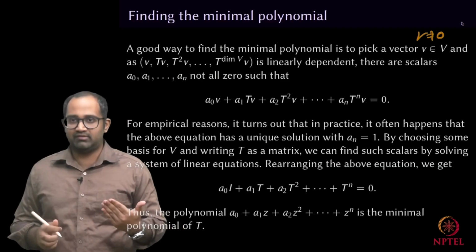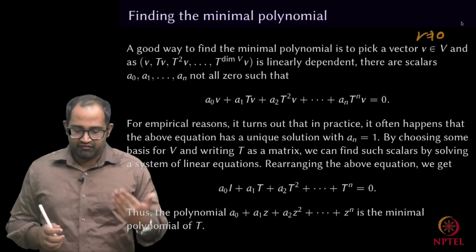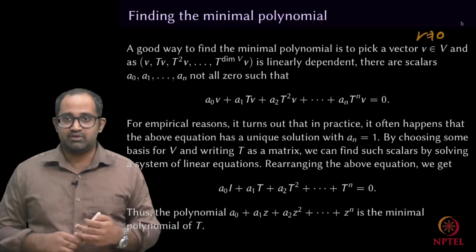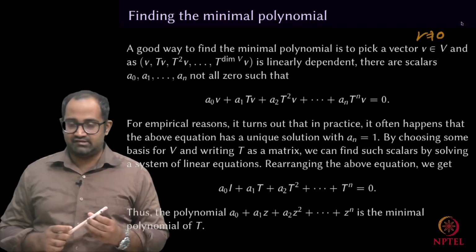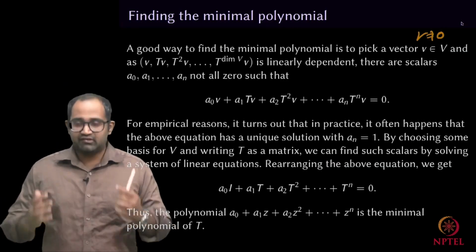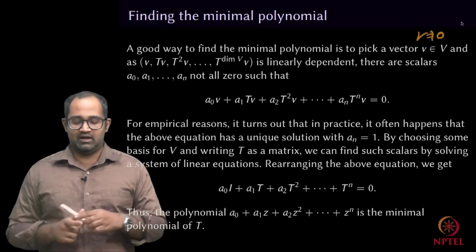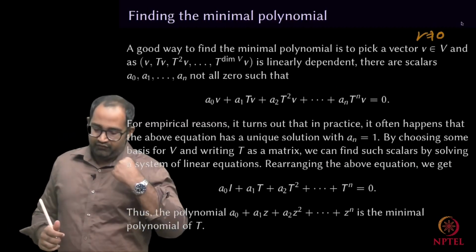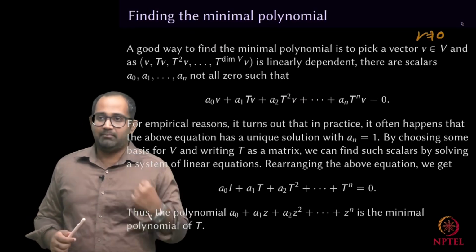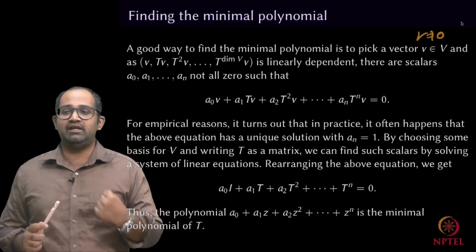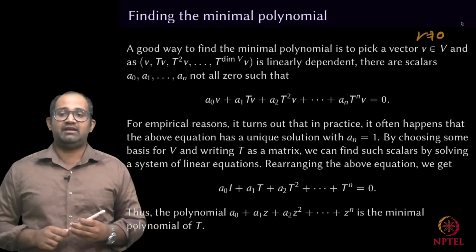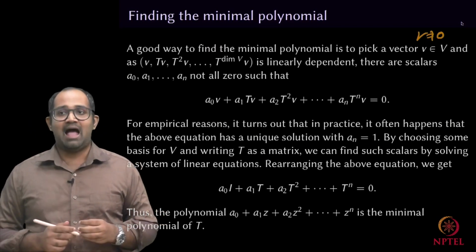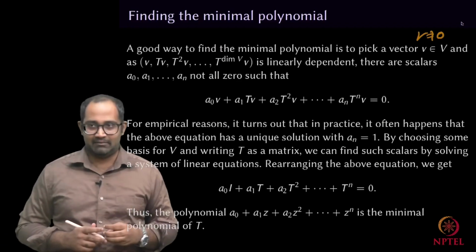If some previous list was linearly dependent, then you can find multiple solutions for this equation, right? You can find multiple solutions for the equation. Please pause the video and think about why this is the case. Because for empirical reasons, it turns out that there is a unique solution with an equal to 1. If you think about what that means, the minimal polynomial has to be of degree n. That's what it means. So typically what this is saying is that in 99% of the cases, the minimal polynomial is of degree n.